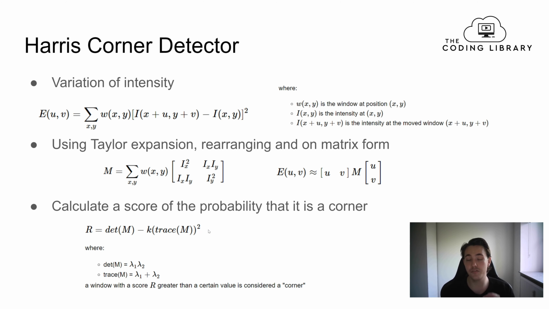This is just another formula that we use because it has been published, and it is the official way to calculate the probability in the Harris corner detection method. The determinant is the product of the eigenvalues, the first one and the second one, and the trace of M is when we add these two eigenvalues together. A window with a score R that is greater than some value is considered a corner. So we set a threshold, and if the R value is over that threshold, we say that this pixel is a corner, and if it's below that threshold, it will not be a corner.